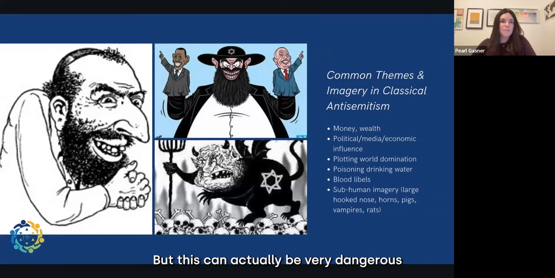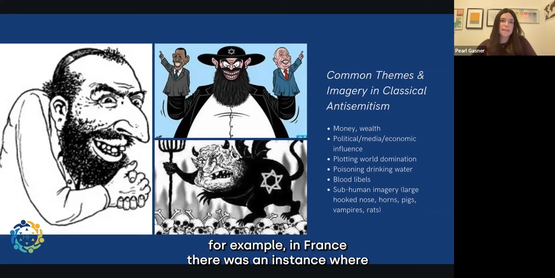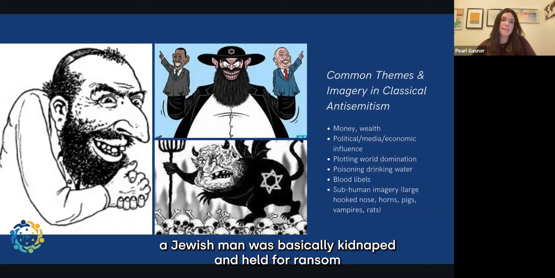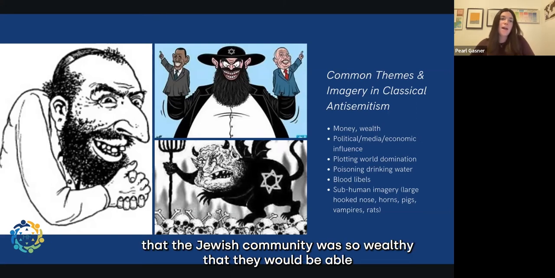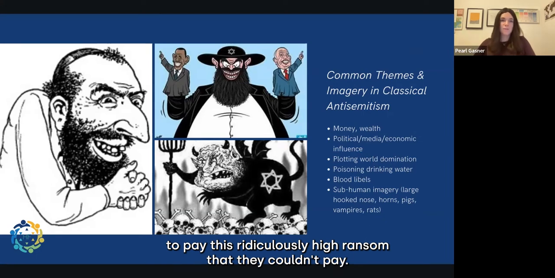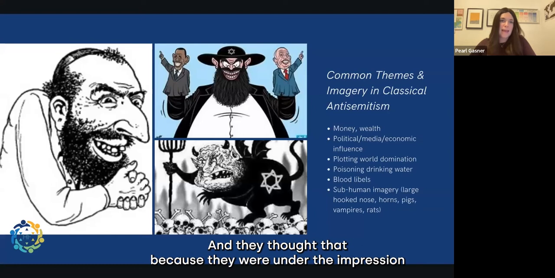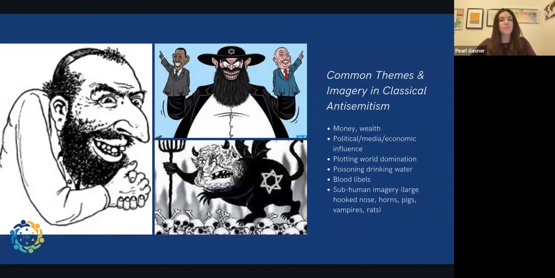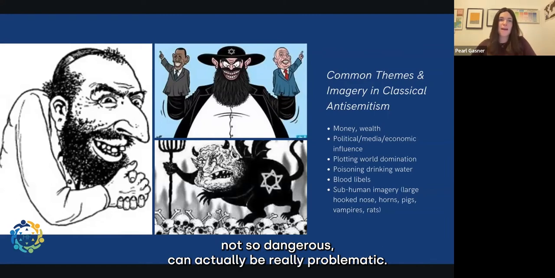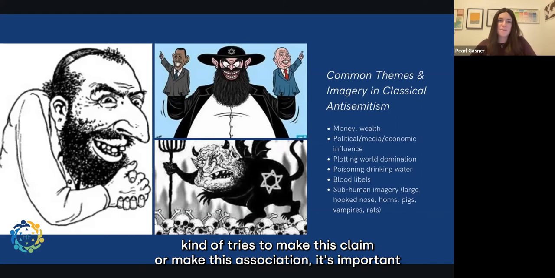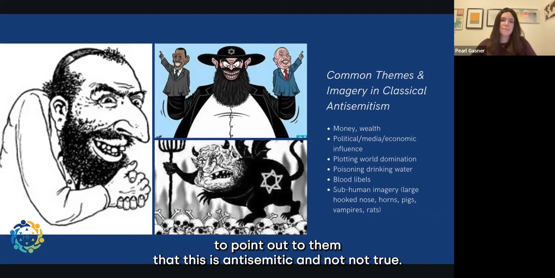But this can actually be very dangerous, because there have been instances where, for example, in France, a Jewish man was kidnapped and held for ransom by a group of terrorists because they thought that the Jewish community was so wealthy that they would be able to pay this ridiculously high ransom. They were under the impression that all Jews are ridiculously wealthy. So something that seems not so problematic can actually be really problematic. That's why if someone makes this claim or association, it's important to point out to them that this is anti-Semitic and not true.